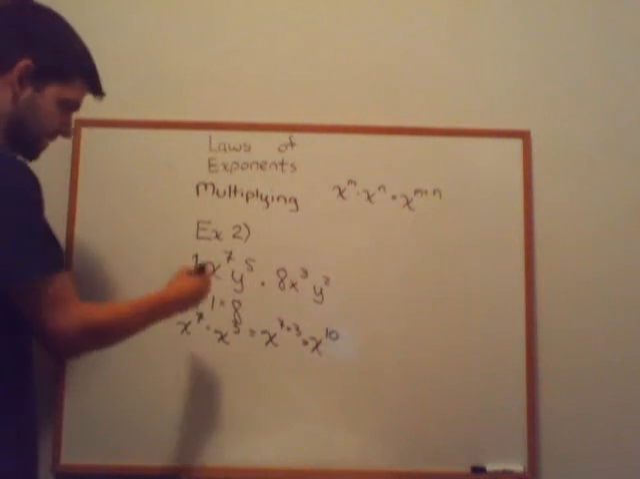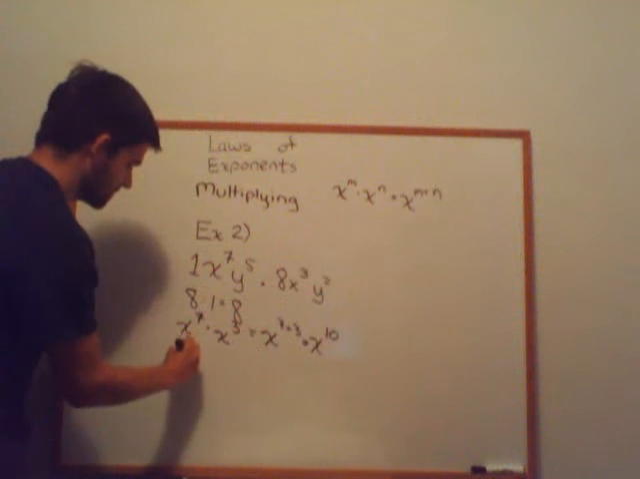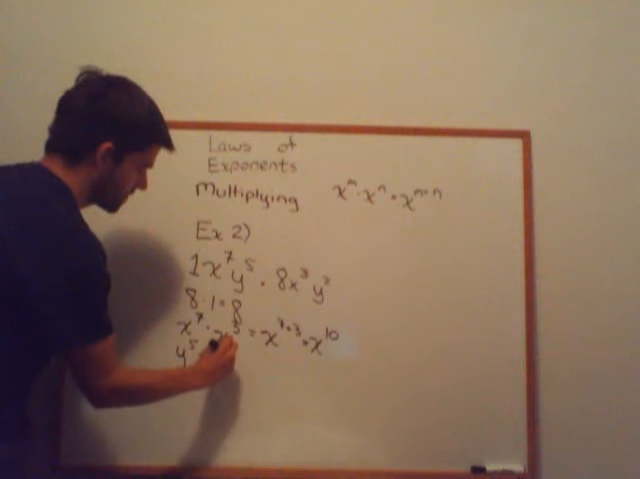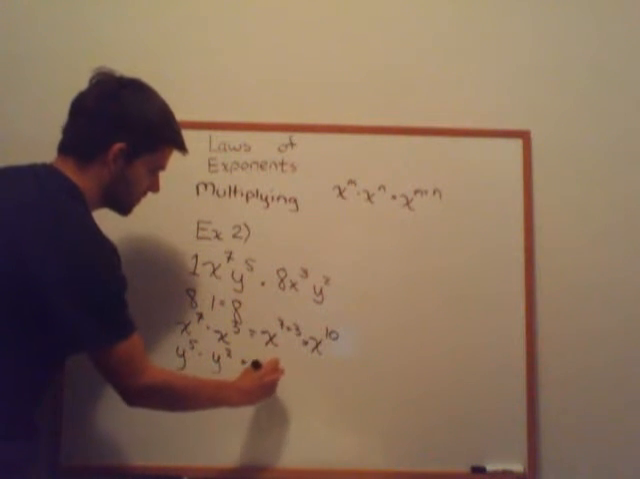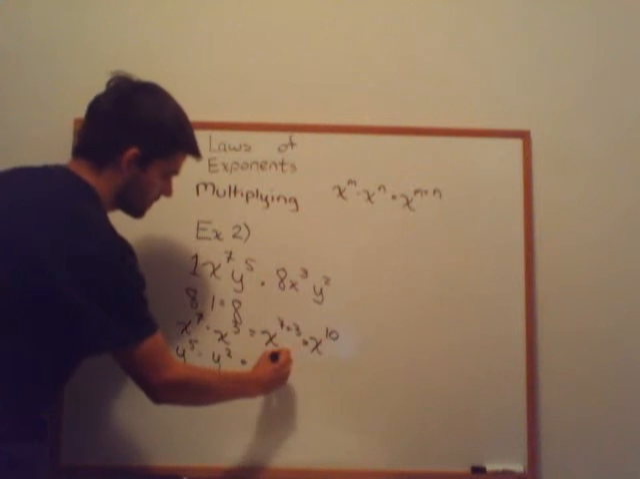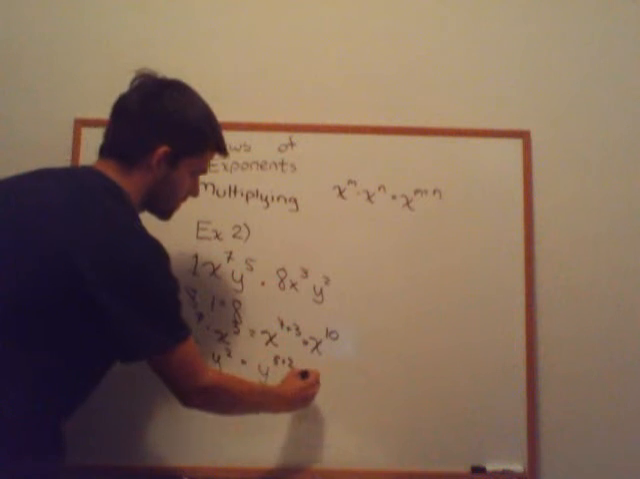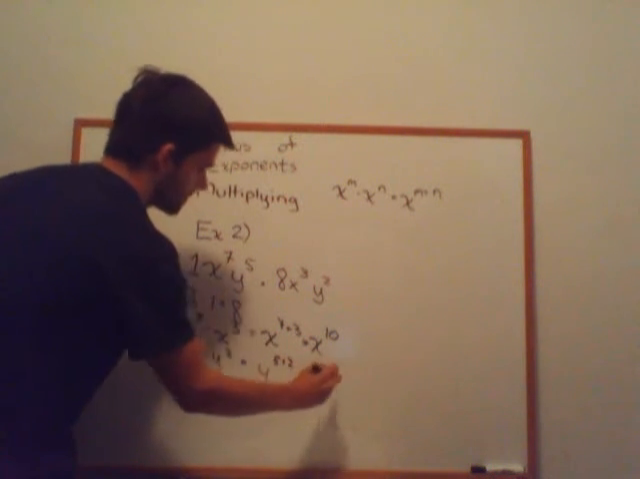Okay, let's tackle the y's. y to the 5th times y squared is equal to y to the 5 plus 2, which equals y to the 7th.